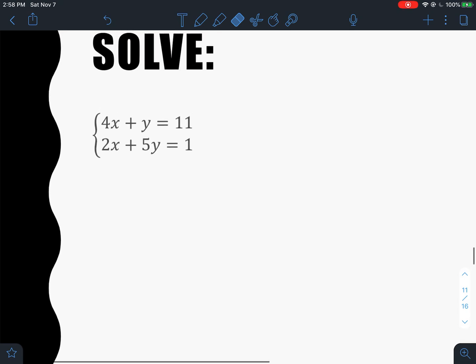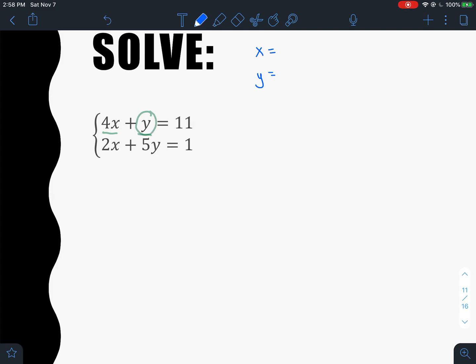All right, let's look at another couple examples using substitution. So we have 4x plus y equals 11 and 2x plus 5y equals 1. Again, we need to solve one of these equations so it says x equals or y equals. So either the x needs to be by itself or the y. In the first equation, if I try to solve for x, I would have to subtract the y over and then divide by 4. That's doable.